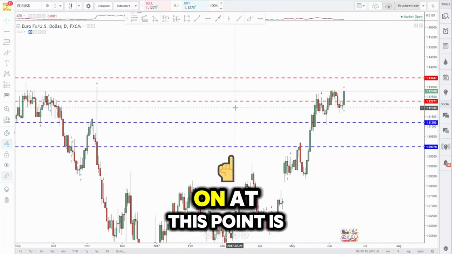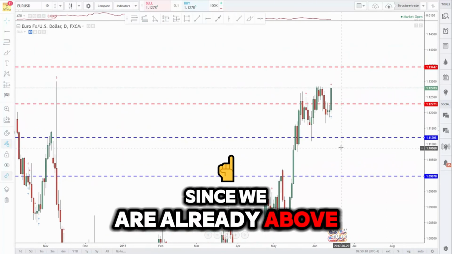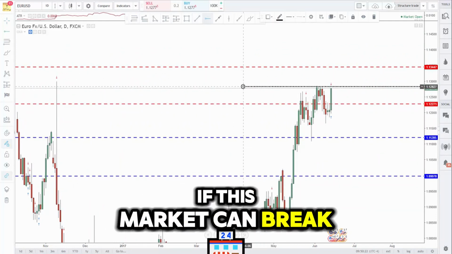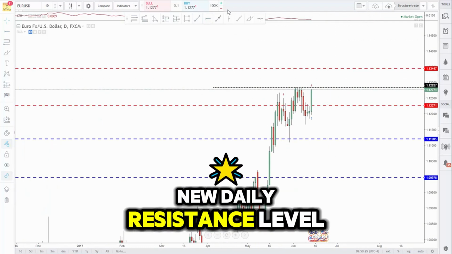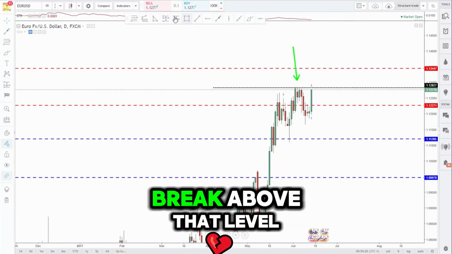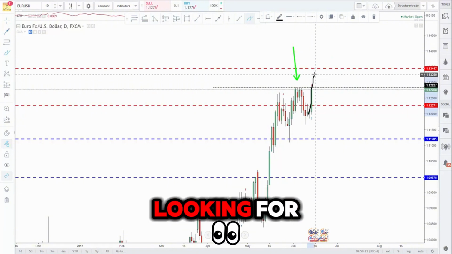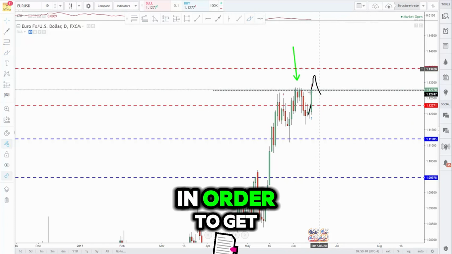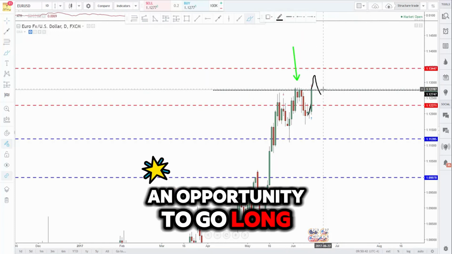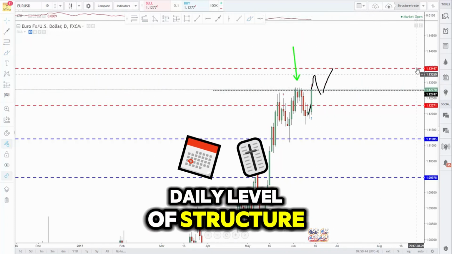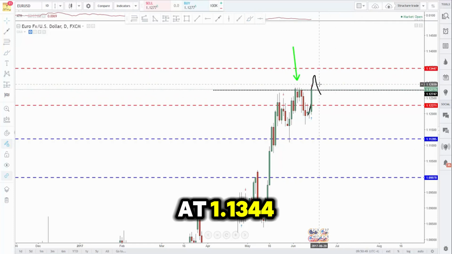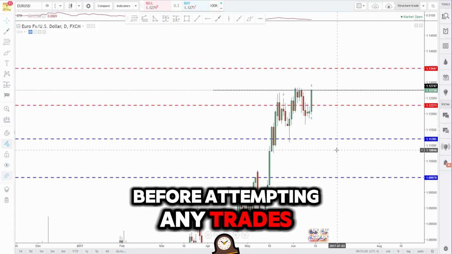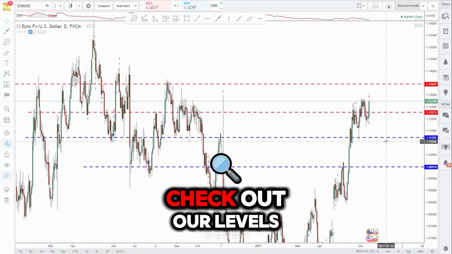What I'm actually waiting on at this point is, since we are already above our previous level of resistance, I'm waiting to see if this market can break and close above our new daily resistance level right here. Now, if we do get a break above that level, what I'll actually be looking for is a pullback to our previous structure levels in order to get an opportunity to go long up to this next daily level of structure at 1.1344. So that's what I'm currently waiting on here on the euro dollar before attempting any trades on this pair. So let's zoom out and check out our levels.